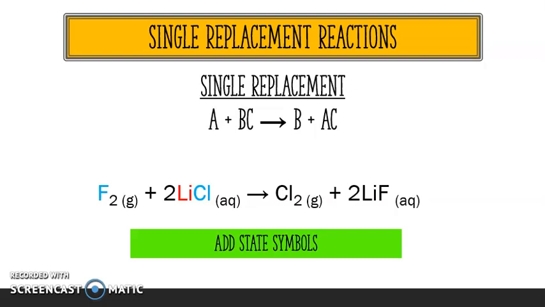So again, for the compound, use the solubility rules. In this case, it's AQ. For the element, use the color-coded periodic table. And that is predicting products for single replacement reactions. Remember, when you're using the activity series, if the element that's in the compound is already higher on the list, no reaction will occur.